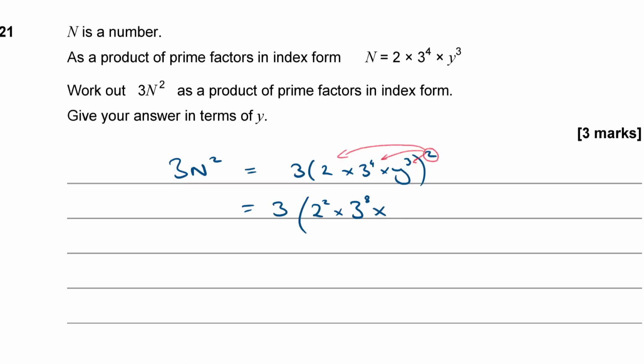3 times 2 is 6. So that's going to give me y to the power of 6. Okay, so now I've got 3 lots of 2 squared times 3 to the 8 times y to the 6. Now those things are all just multiplied together, so I can just combine this term with this term. If I've got 3 to the 8 and I times it by another 3, I'm simply going to get 3 to the 9. So I'm going to rewrite this in ascending power. So 2 squared times 3 to the 9 times y to the 6. And that is going to be my final answer.